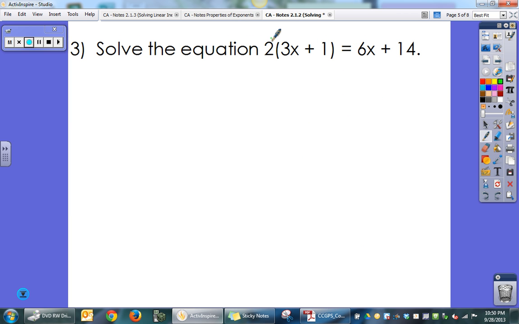In this case, I want to follow correct order of operations by distributing, so I've got 6x plus 2 equals 6x plus 14. And let's go ahead and solve.